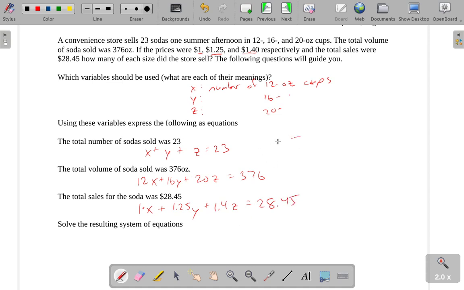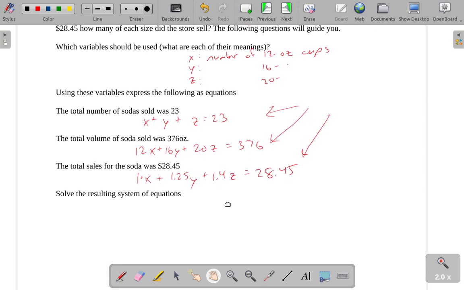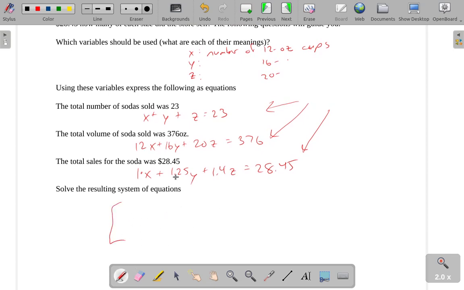So you can see we have 3 equations. And conveniently enough, it happens quite frequently, they're all in standard form already. So that means we can go ahead and write up the system of equations. 1, 1, 1, 23. That's my first equation: 1x plus 1y plus 1z equals 23. 12, 16, 20, 376, and 1, 1.25, 1.4, 28.45. And we'll plug this into the calculator. I'll be right back as soon as I finish plugging it in.